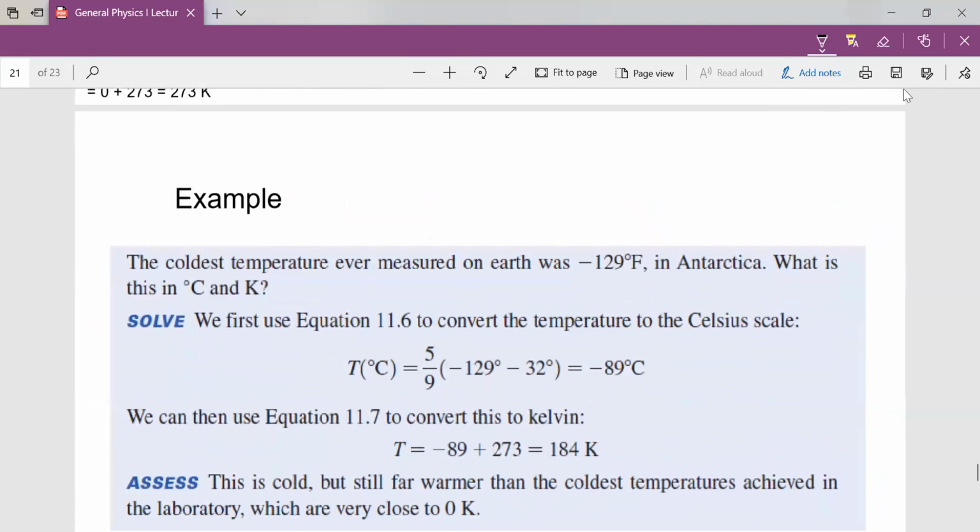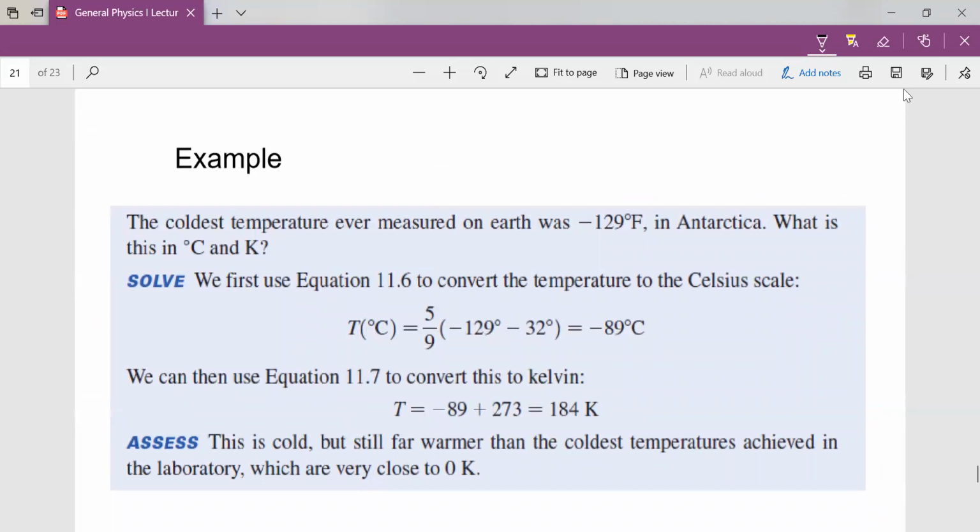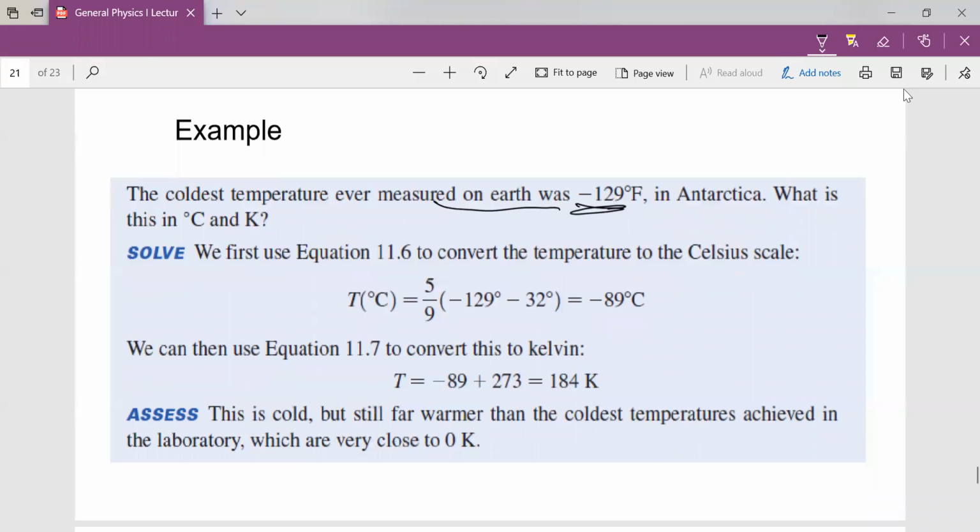So let's take an example. The coldest temperature ever measured on the Earth is minus 129 degrees Fahrenheit in Antarctica. What is this value in degrees Celsius and Kelvin? So we'll be applying those two equations that we saw. First we convert the temperature from Fahrenheit to degrees Celsius, then to Kelvin.